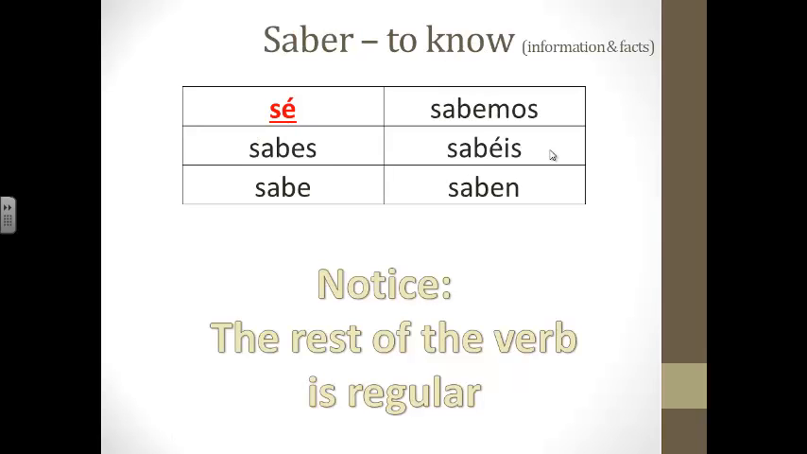Next verb, saber. Remember that saber is to know information and facts. Its irregular yo form is sé. From there, the rest of the verb is regular. It's an ER verb, so thus it has ER endings. Its conjugation, sé, sabes, sabe, sabemos, sabéis, saben.